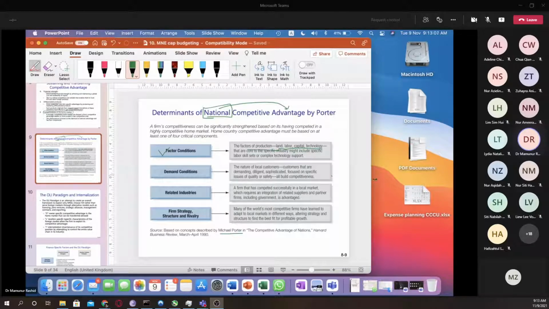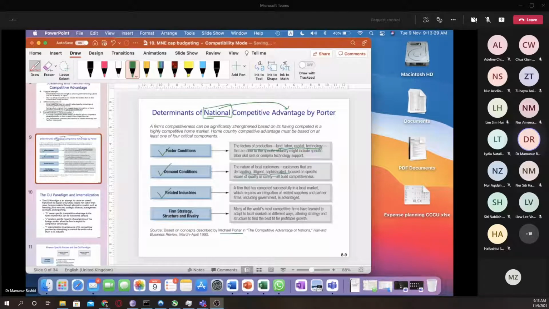Similarly to factor conditions, you can look into demand conditions. How are the consumers reacting to a new product, and are they buying? Are the consumers demanding? Are the consumers sophisticated? What kind of consumers are they? What is the demand condition? Depending on the demand condition, you'll be able to produce goods and services and attain competitive advantage.